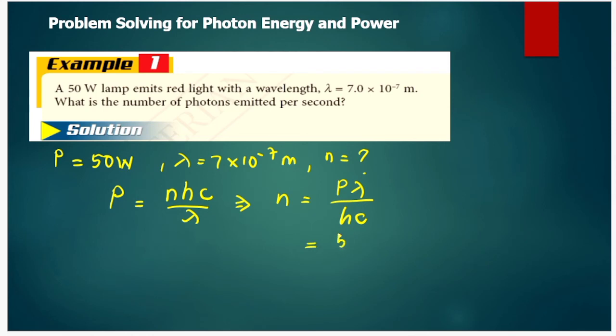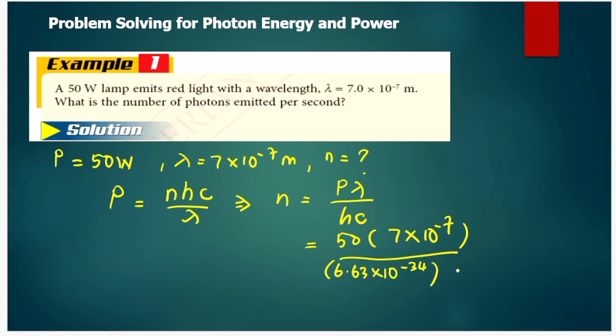To substitute the value of wavelength, it must be in meter. Sometimes it is given in nanometer, so you need to change it to meter. Substitute the Planck constant and speed of light. Use a calculator to calculate. You will get 1.76 times 10 to the power of 20 second to the power of -1, because it is number of photons per second.